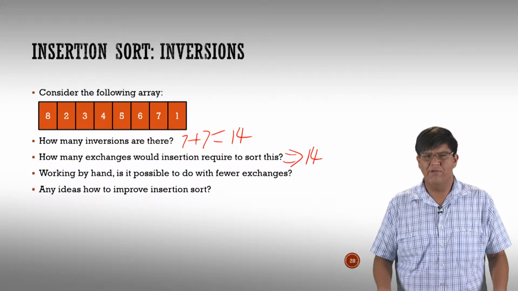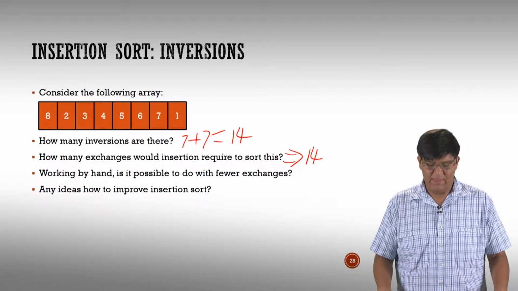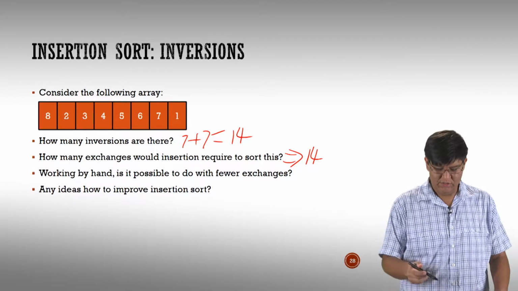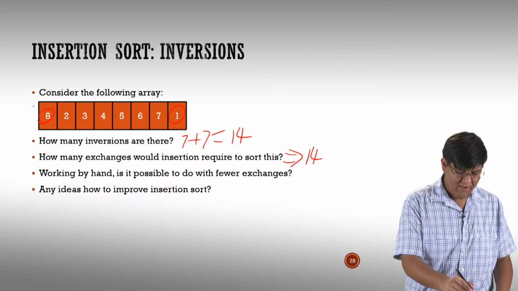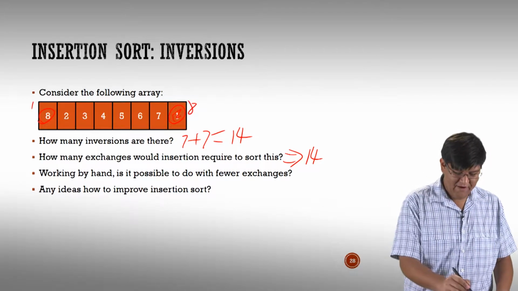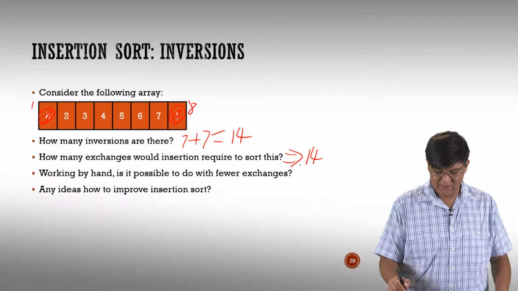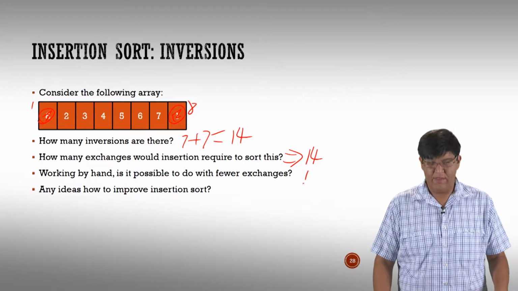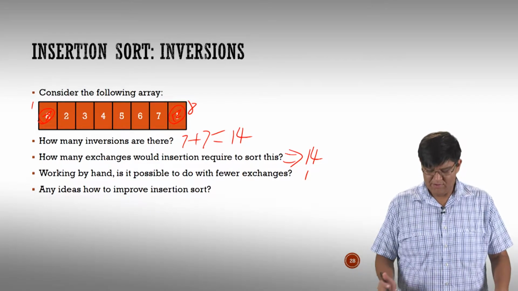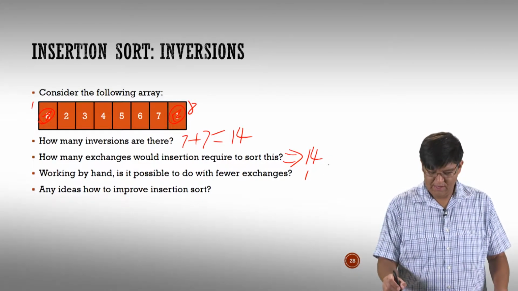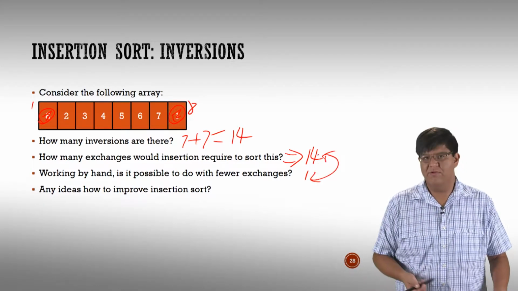Well, working on my paper, I could do a little bit better job, right? If I look at that, I should be able to exchange 1 and 8, right? And all of a sudden, I have my 1 over here, my 8 over here. Everything's done. I do just 1 exchange, and it's sorted. That's actually kind of nice, right? So how do we get there? Insertion sort maybe would have 14 exchanges, whereas if we did this on paper, we could do it in 1.